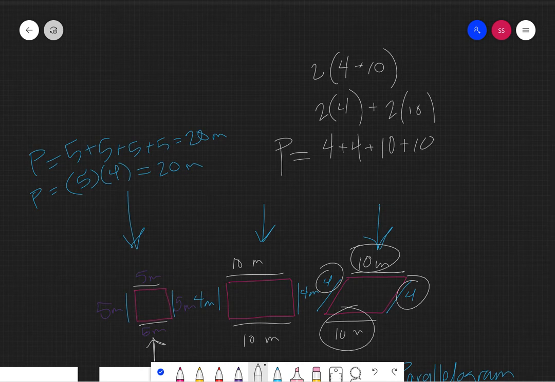If we add 4 and 10, we get 14, times 2 is 28. 2 times 4 is 8, 2 times 10 is 20, add those together, we get 28. 4 plus 4 is 8, 10 plus 10 is 20, add those together, we get 28. So all of those will give you the same answer. So I don't have a preference on which one you use, just use whichever one makes more sense to you.